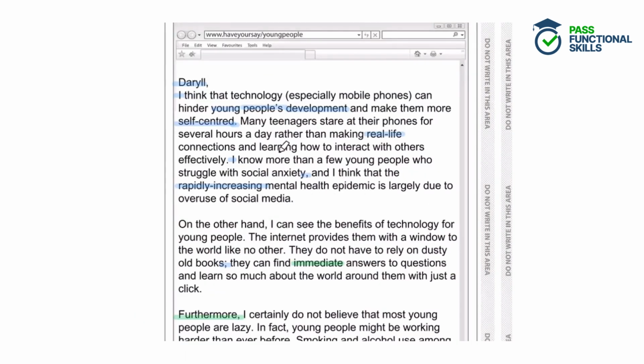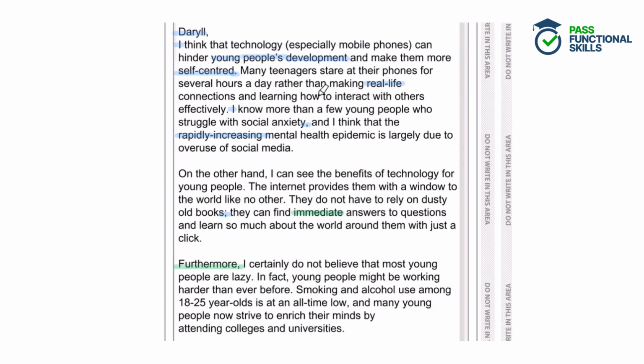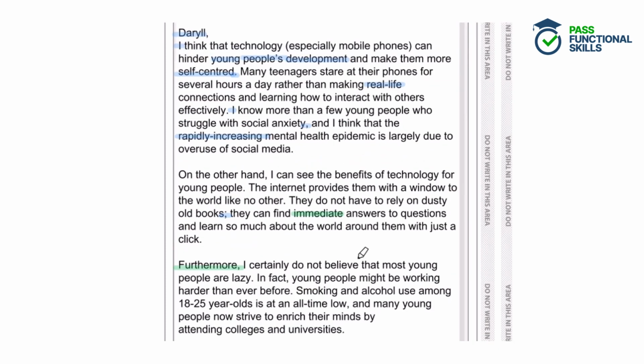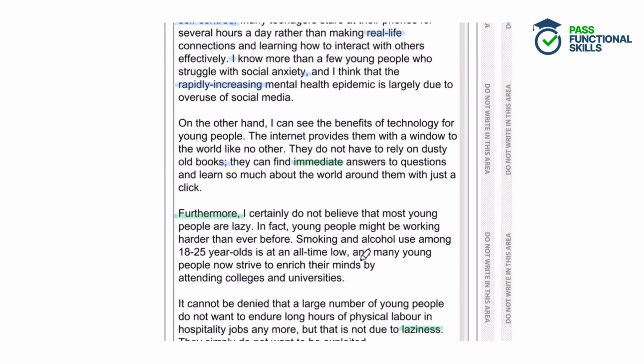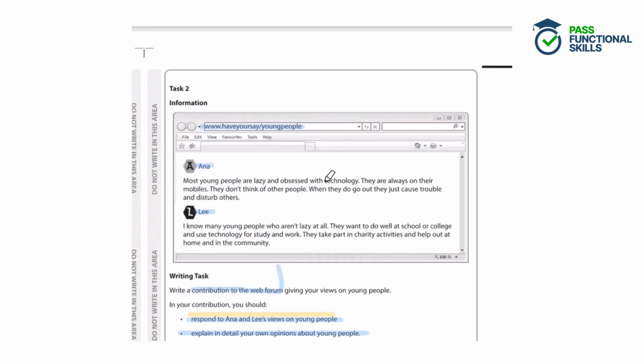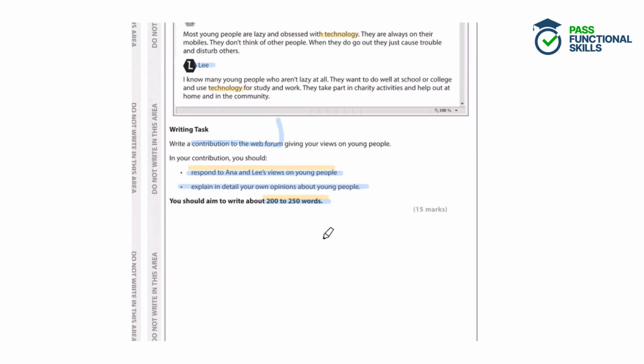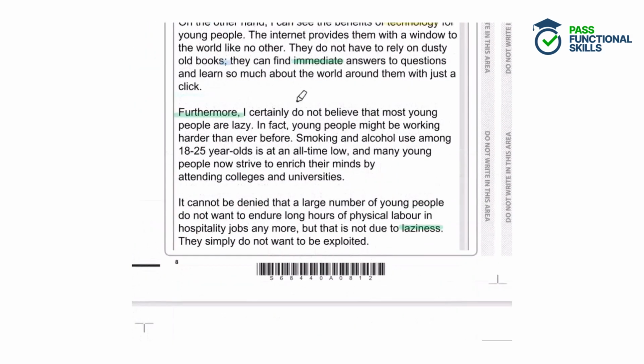It's also important that you are using appropriate details that are matched up to the question. So this answer is using details that address every single bullet point in the question. We're responding to Anna and Lee's views on young people because we are explaining technology, one of the things that they both mention. So we've got technology mentioned by Anna and technology mentioned by Lee. We're talking about laziness as well. I certainly do not believe that most young people are lazy.